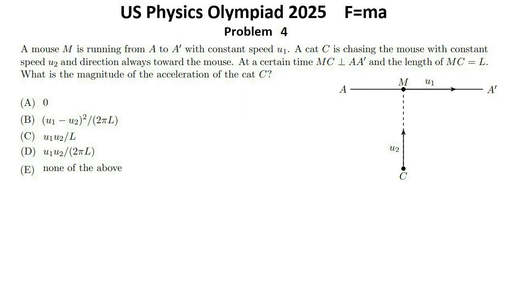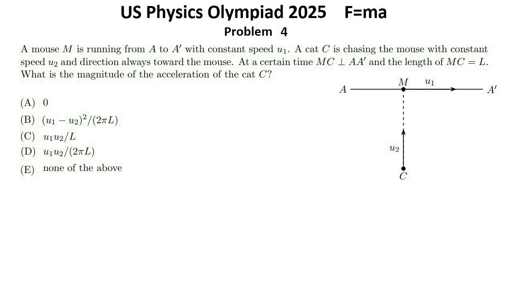Problem number 4. A mouse M is running from A to A prime with constant speed u1. A cat C is chasing the mouse with constant speed u2 and direction always toward the mouse. At a certain time MC is perpendicular to AA prime and the length of MC equals L. What is the magnitude of the acceleration of the cat C?